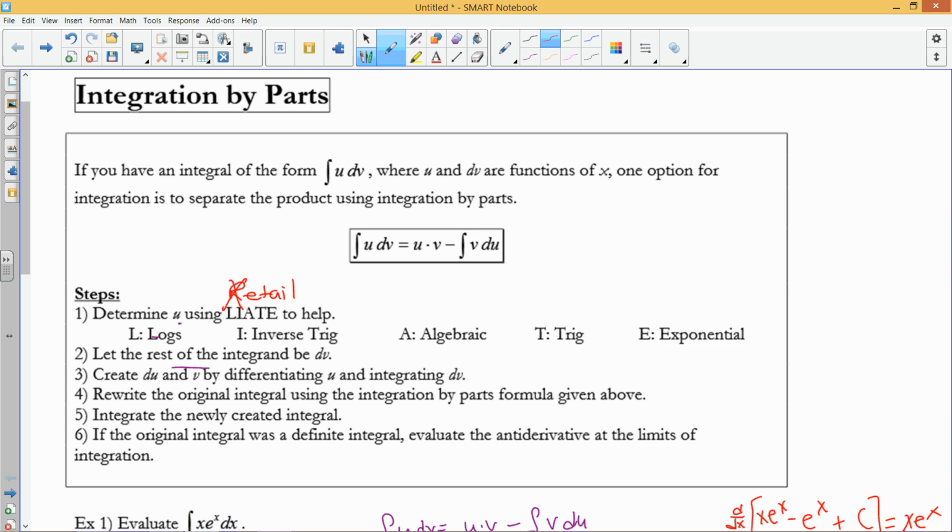Another student many years ago, and I still remember this, sang it in a song. And he said, LIATE, like this little mathematical monk. So if you can remember retail backwards, drop the R, or I'll sing again for you, LIATE, then maybe you'll remember it.